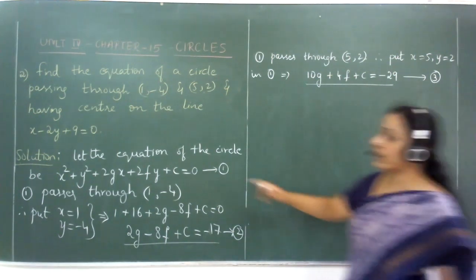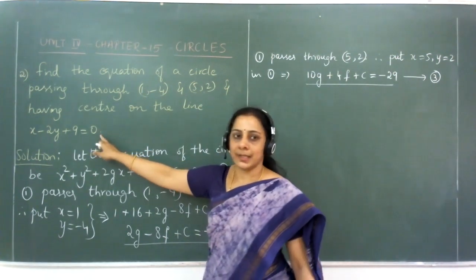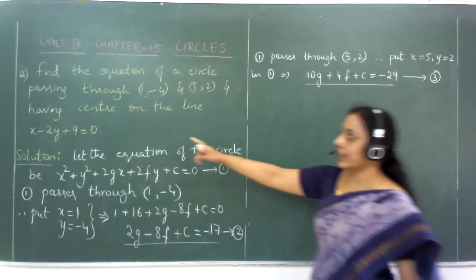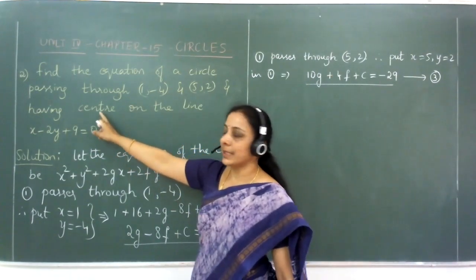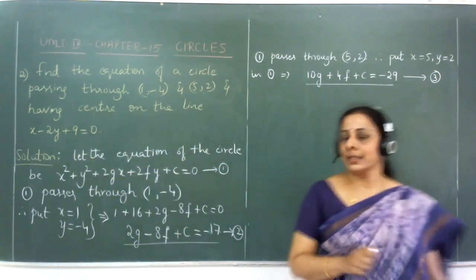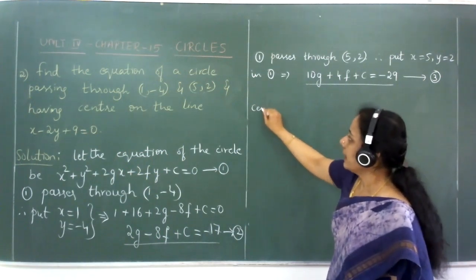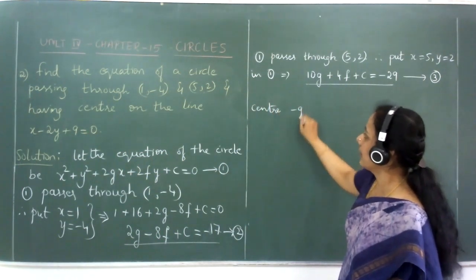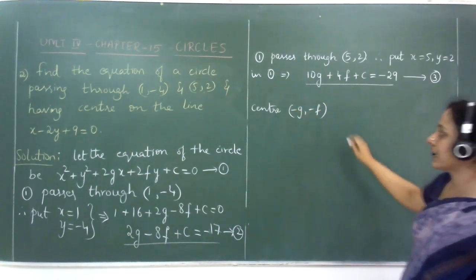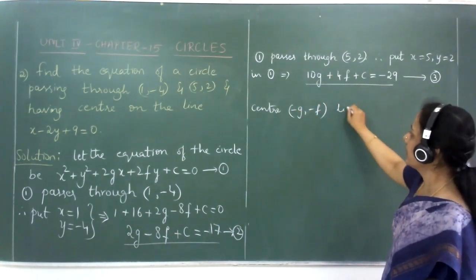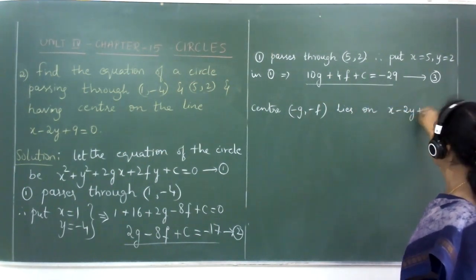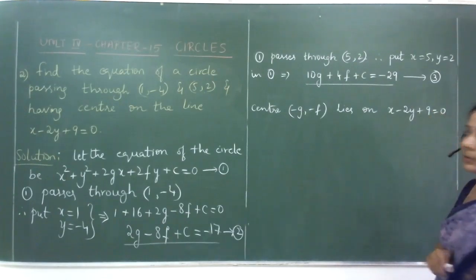Right? Now we have the third data which is remaining with us. We still have not used the third data. What is the data? The circle is said to be having the center on a particular line. That means center of circle 1 is nothing but the formula minus g comma minus f. So this center lies on x minus 2y plus 9 is equal to 0.